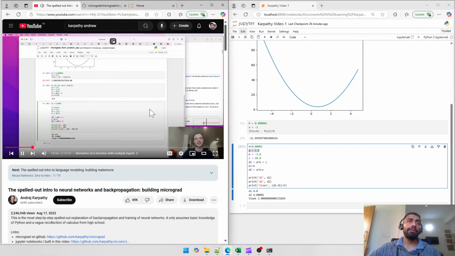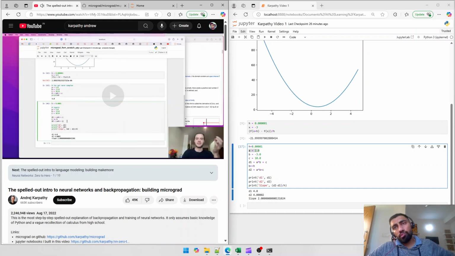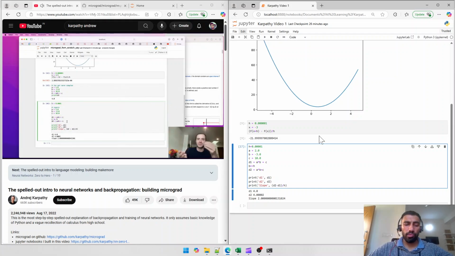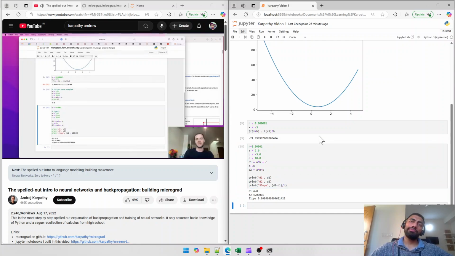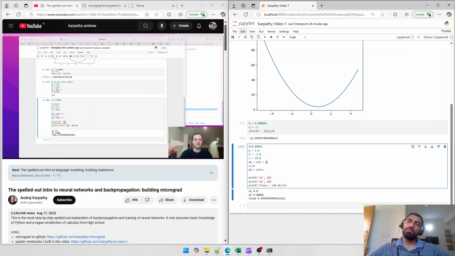And then if c gets bumped a tiny amount by h, then of course a times b is unaffected, and now c becomes slightly higher. What does that do to the function? It makes it slightly higher, because we're simply adding c, and by the exact same amount that we added to c. That tells you that the slope is 1. That will be the rate at which d will increase as we scale c.